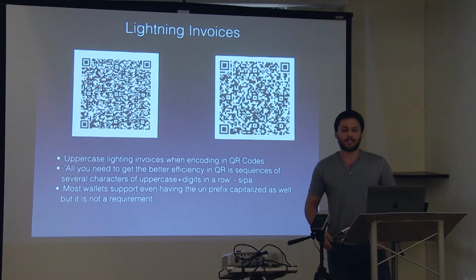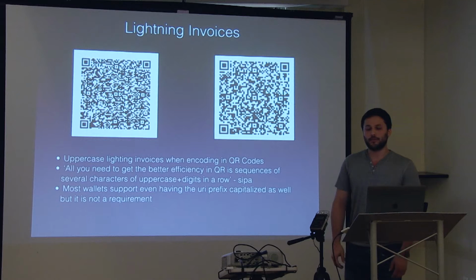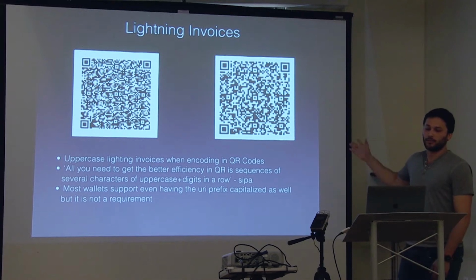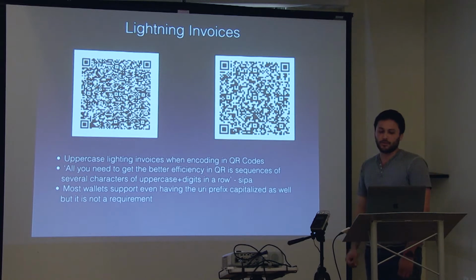I'm not sure if anyone's said this yet, but if you uppercase the Lightning invoices in QR codes, you actually get a better encoded format when you encode in QR codes. So what you have to do is uppercase everything. You can even do it for the URI prefix. Most wallets actually now recognize it, I think.